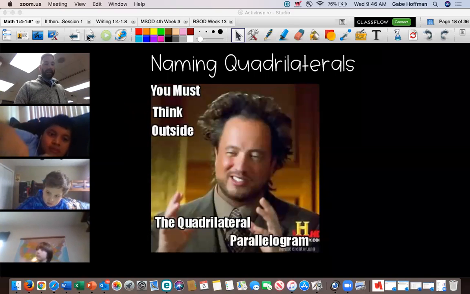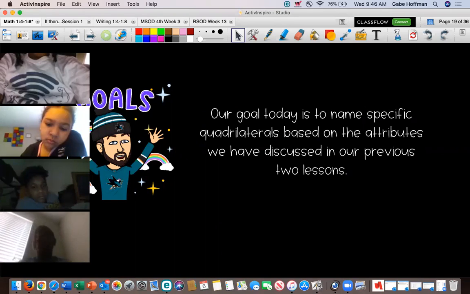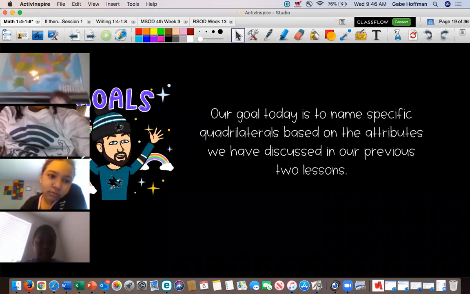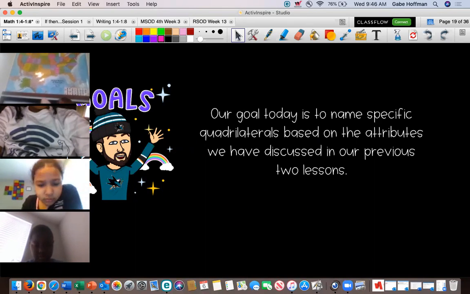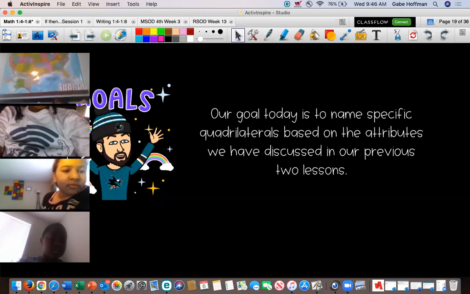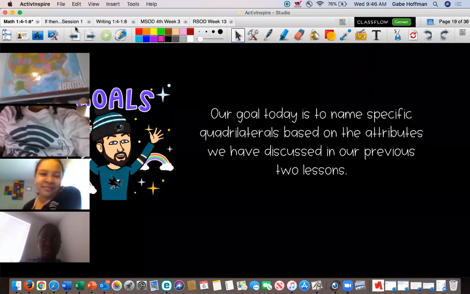So our goal today, let's see. Clay, can you read our goal for me? Our goal today is to name specific quadrilaterals based on the attributes we have discussed in our previous 2 lessons. Thank you. So we're going to name those quadrilaterals using those attributes we've talked about the last couple of days.